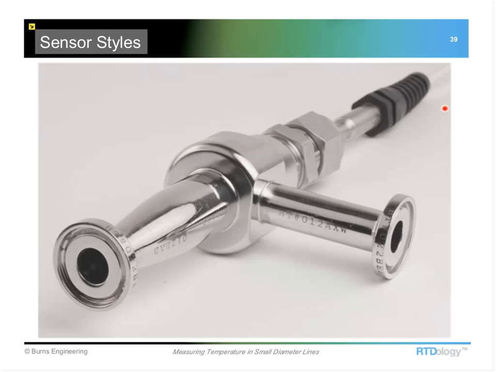We show it here with tri-clamp connections. There are weld ends, and I suppose pretty much anything else could be put on there on a custom basis. But its main use is with sanitary applications, whether it's pharmacy, food, beverage, or similar type situations.